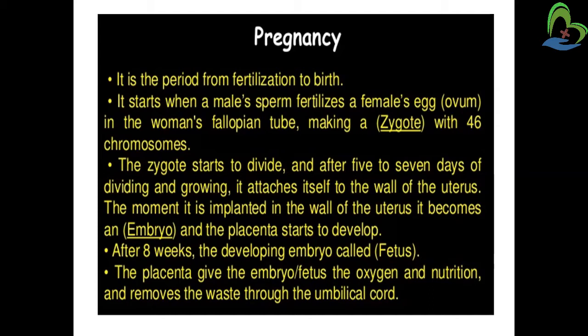After implantation in the uterus, the placenta starts to develop in the uterus, and after the zygote is implanted in the uterus, it is called an embryo. After 8 weeks, the embryo is known as a fetus, and the placenta gives the embryo oxygen and nutrients, and removes all the waste products from the baby to the mother through the umbilical cord.